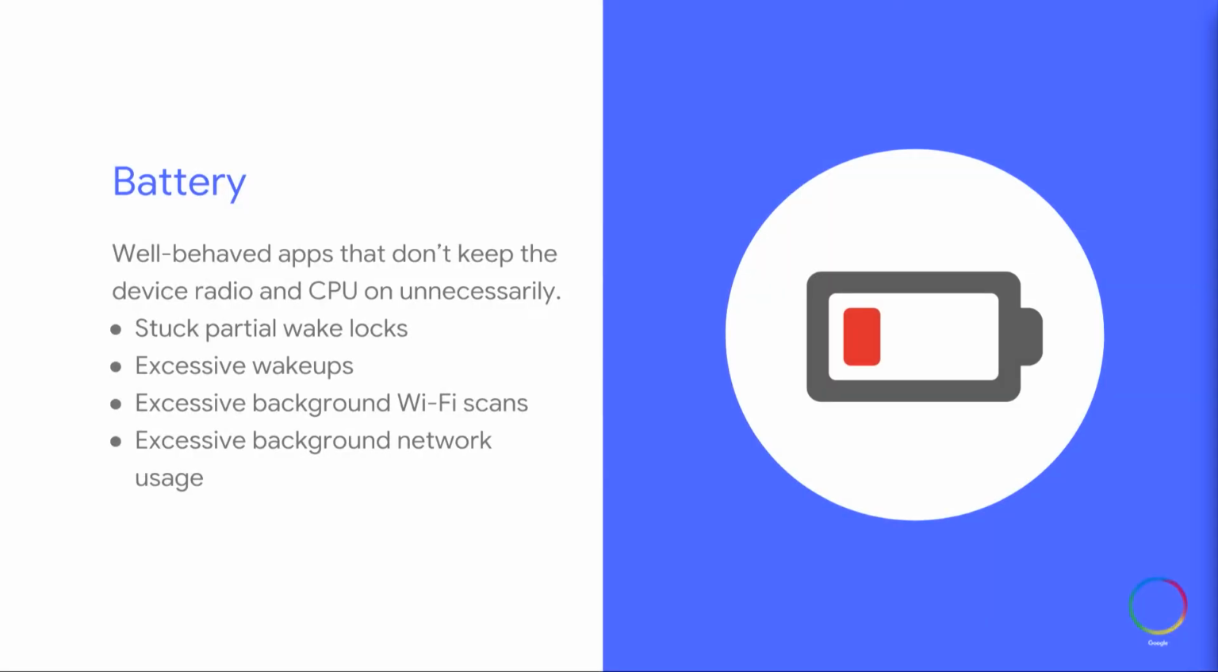Of all of these areas, battery is the most critical. Without battery, there is no user experience. We provide a number of metrics to help you build well-behaved apps that make sure that the device radio and CPU is not kept on unnecessarily. Our battery vitals include stuck partial wake locks, excessive wake-ups, excessive background Wi-Fi scans, and excessive background network usage.